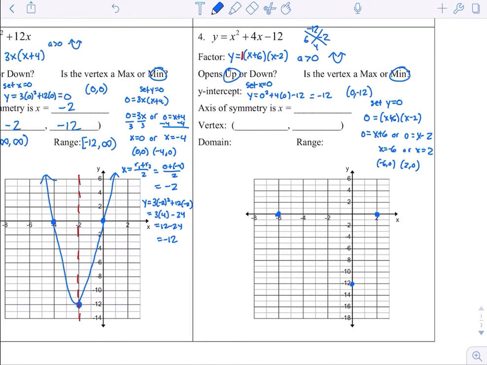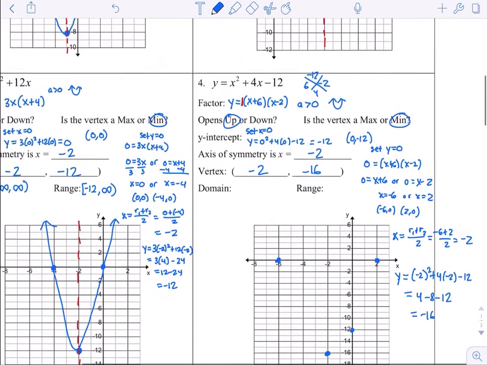So axis of symmetry, you guys, it's x is equal to r1 plus r2 all divided by 2, which is negative 6 plus 2 over 2, which is negative 2. So the axis of symmetry is at negative 2. Now let's find the y coordinate of our vertex by plugging negative 2 into the original equation. Negative 2 squared plus 4 times negative 2 minus 12. 4 minus 8 minus 12, which is equal to negative 16. So negative 2 comma negative 16.